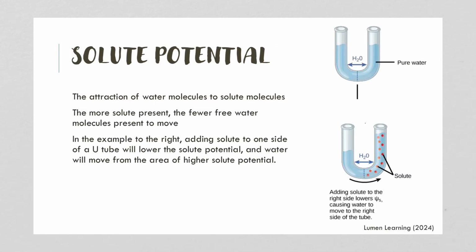So solute potential is the attraction of water molecules to solute molecules. The more solute that's present, the fewer free water molecules there are present to move. In the example to the right, if you add more solute to one side of a U-tube, that will lower the solute potential, and water will move toward the area of lower solute potential. So you can see that there's more water moving over there.